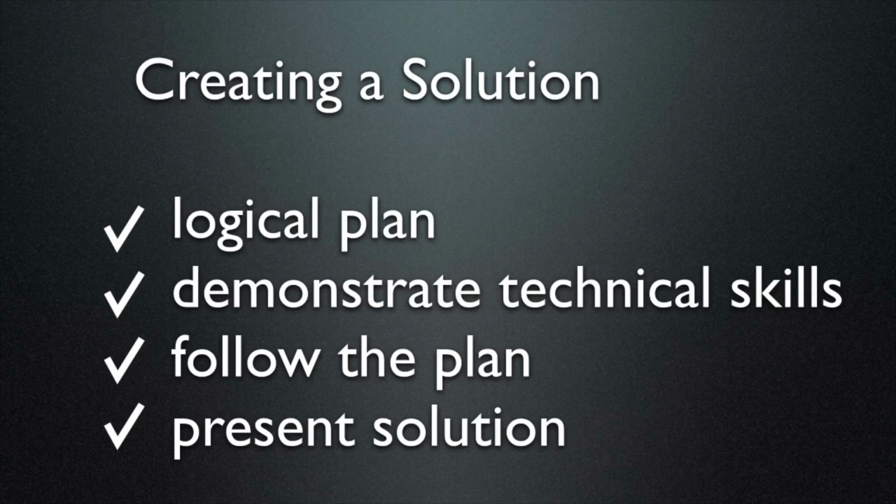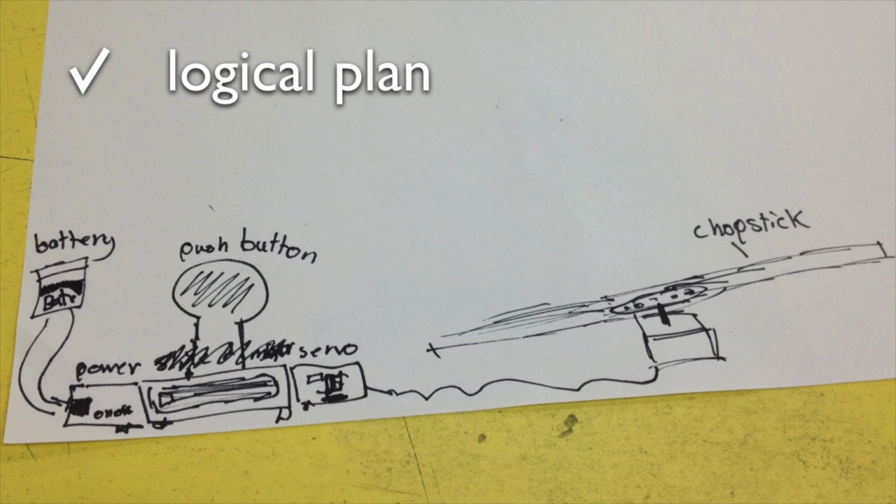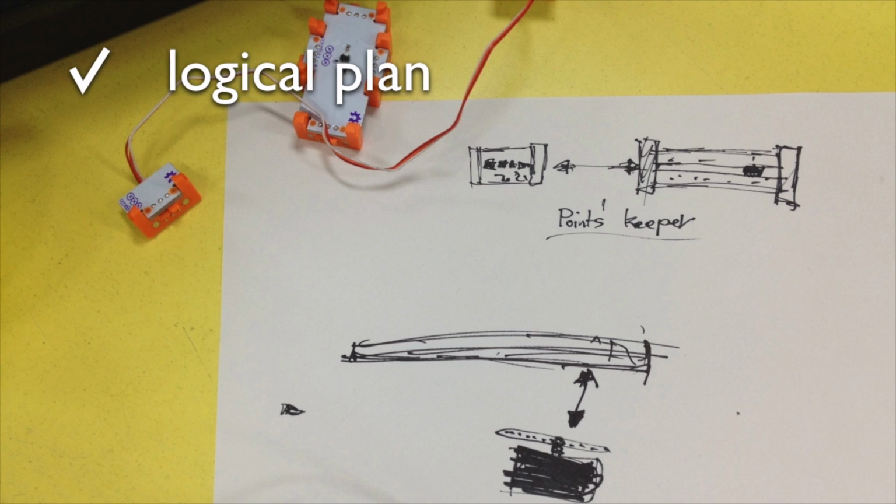So every time I show this to adults, they say, boy, I wish we had that when I was in school. If you map that to a design framework, for example, you're going to have a number of criteria. So the first thing they did was they made a logical plan. They figured out how they're going to have a power supply. They're going to connect that to a switch and a servo with a chopstick. And then they're going to measure the points with some sort of LED bar graph.